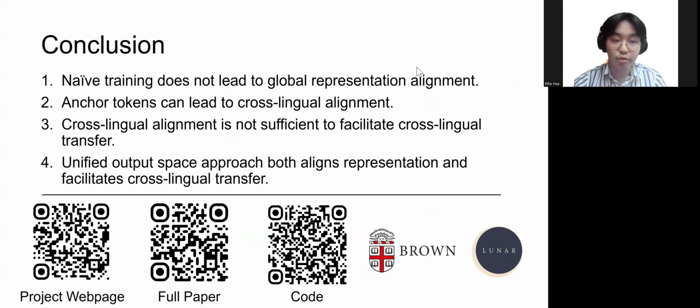To sum up our work, we found that naive training does not lead to global representation alignment. Second, anchor tokens can lead to cross-lingual alignment. Third, cross-lingual alignment is not sufficient to facilitate cross-lingual transfer. And finally, the unified output space approach both aligns representations and facilitates cross-lingual transfer.